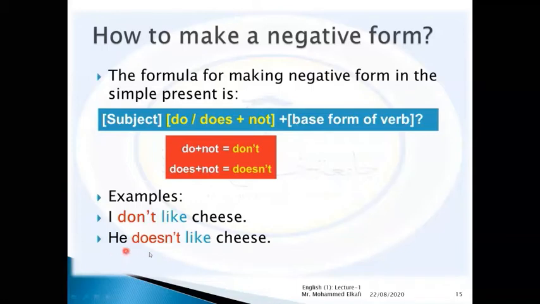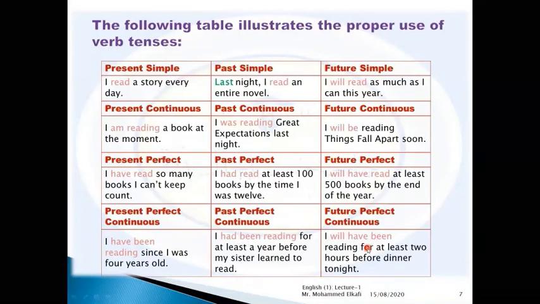With he, she, it, we said we should use what? Doesn't, the negative form, plus the base of the verb, like. In case there is no doesn't, we'll say he likes cheese. But because we want to use the negative form, we'll say he doesn't, does not means he doesn't like, without s. He doesn't like cheese. Okay, that's all about our tense, present simple. Goodbye.